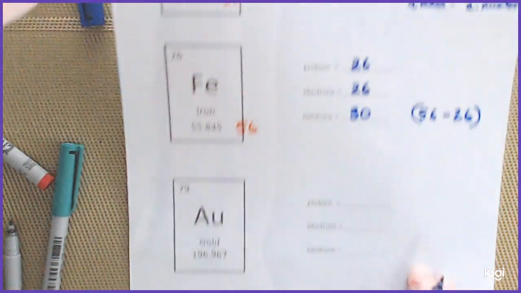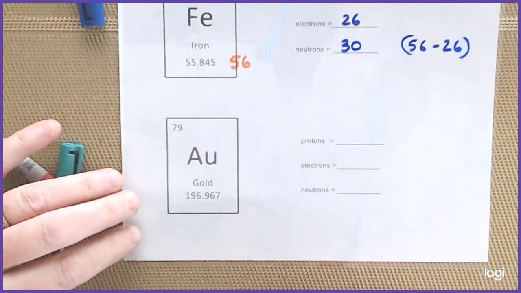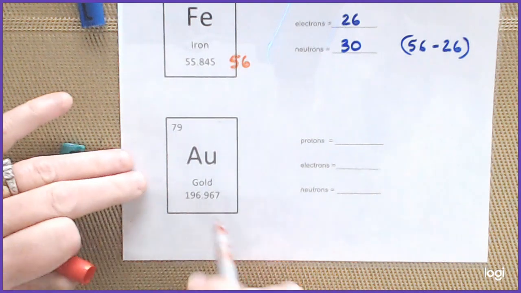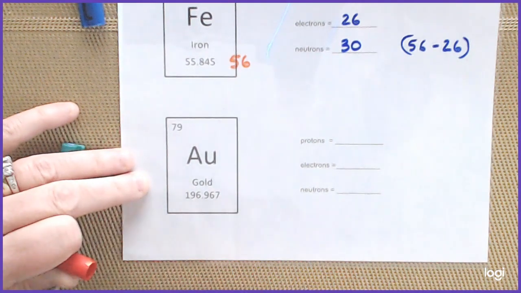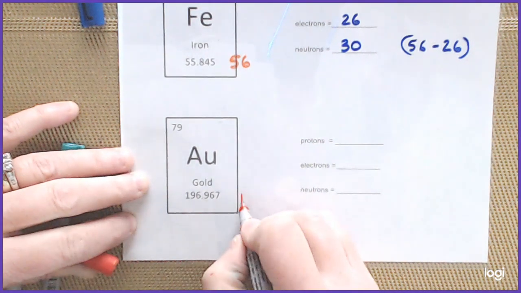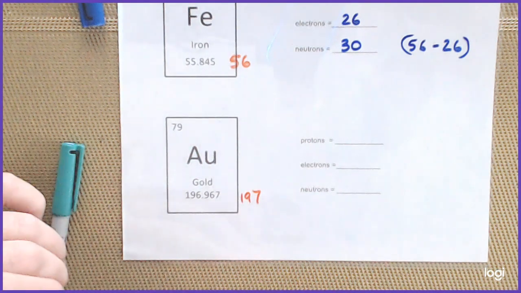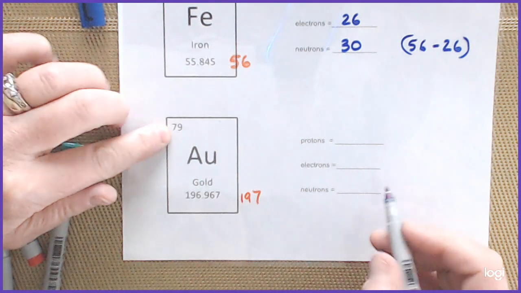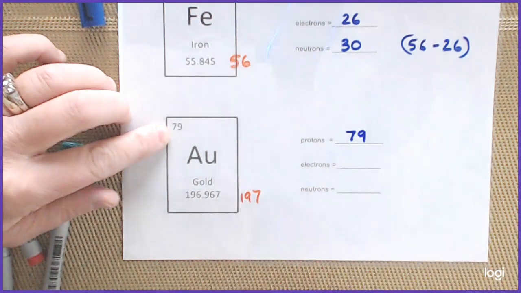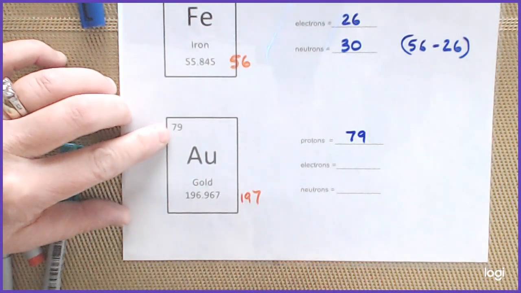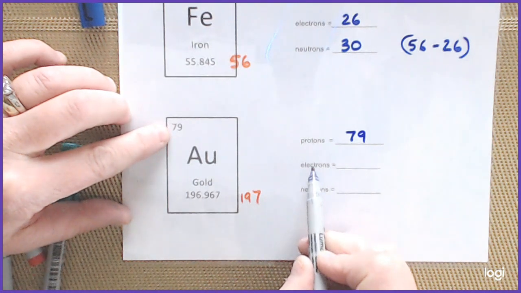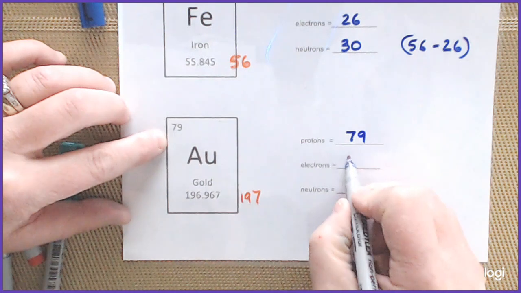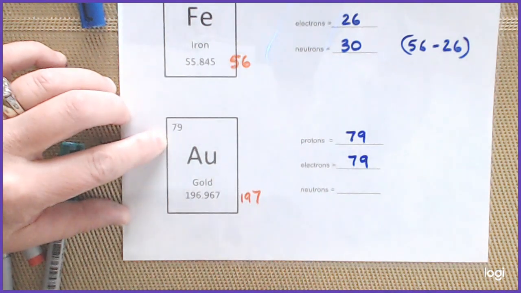Our last example, we're going to do gold. So for gold here, look at our atomic mass here, 196.967. Let's round that up to 197. So our number of protons equal to the atomic number is 79. Our number of electrons, which are negative, are going to be equal to our positively charged protons in our neutral atom. That's going to be 79 as well.